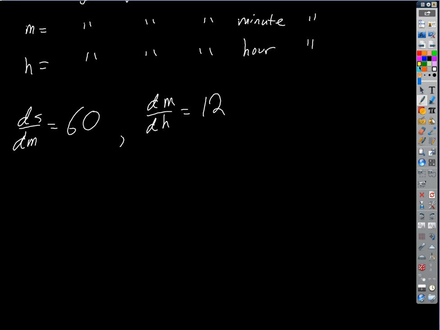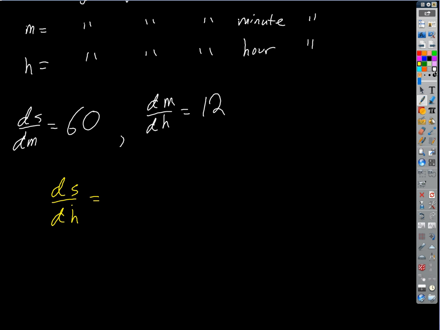Can you tell me what is ds/dh? So that's the rate of change of the angular position of the second hand relative to the hour hand. 720 is right. How'd we get that? Yeah, because we're multiplying the two rates. Okay, this is one way. This is not, frankly, the way that we're going to use the chain rule most of the time, but it is a way to think about it.